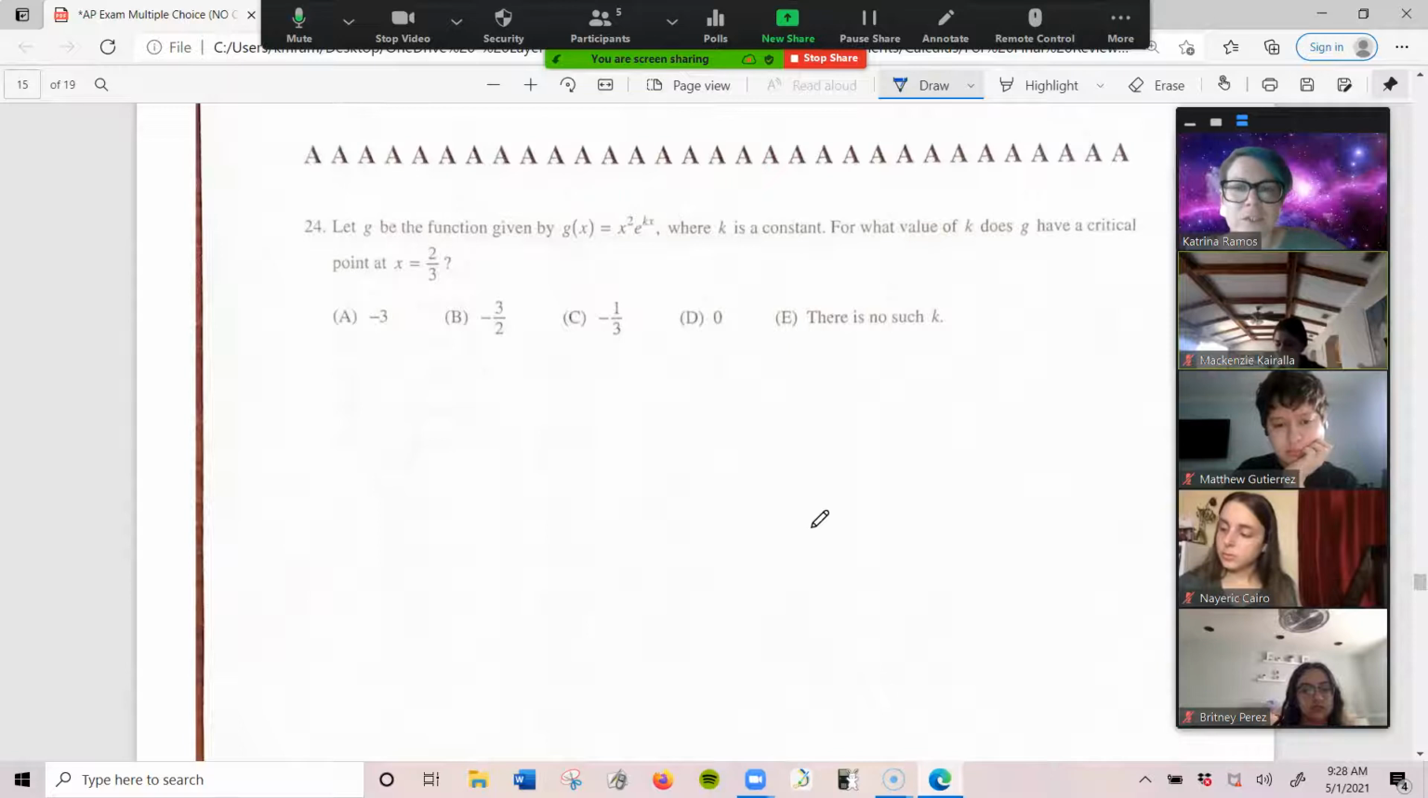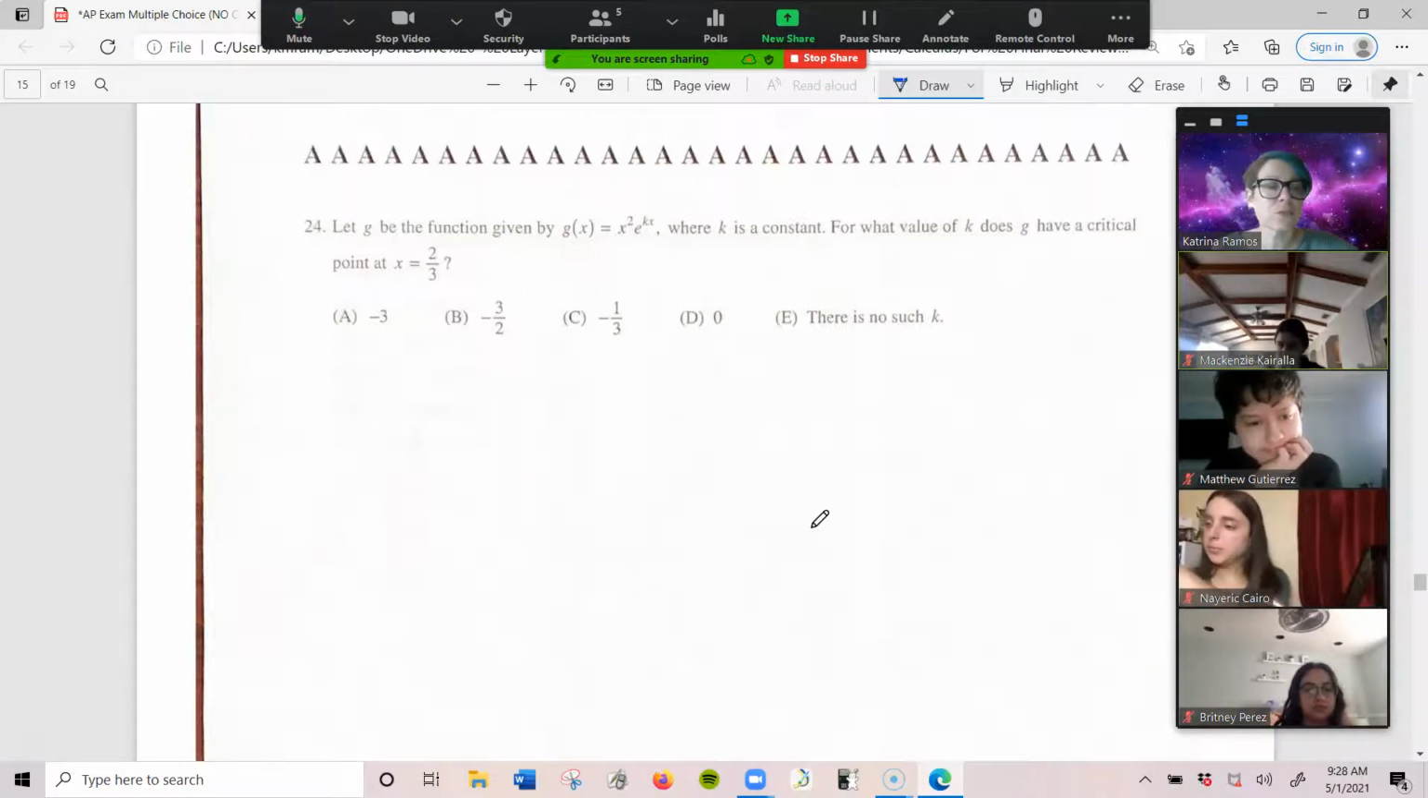Let g be the function given by g of x is equal to x squared times e raised to the kx, where k is a constant. For what value of k does g have a critical point at x is equal to 2/3? What we have to do here is take the derivative, make it equal to 0, because that means we have a critical number, and then plug in x is equal to 2/3 and solve for k. So that's your strategy for this question.